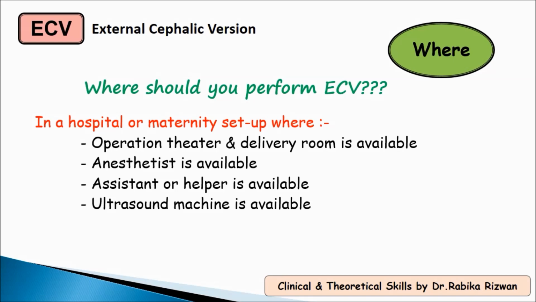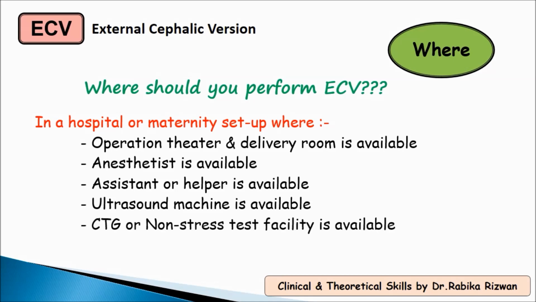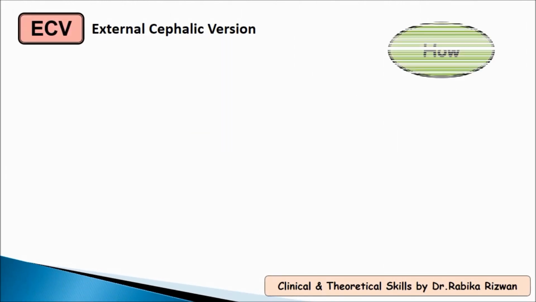You should perform ECV in a hospital where an ultrasound machine is available, as it is very important to see the type of breech, water bag, baby's growth and size, placenta, and uterine abnormalities before performing ECV. The next important thing in your setup or hospital is a CTG machine or non-stress test facility. Then you should have analgesics and tocolytics in your setup, as they help to relieve maternal discomfort or any pain which can upset the mother and the uterus.